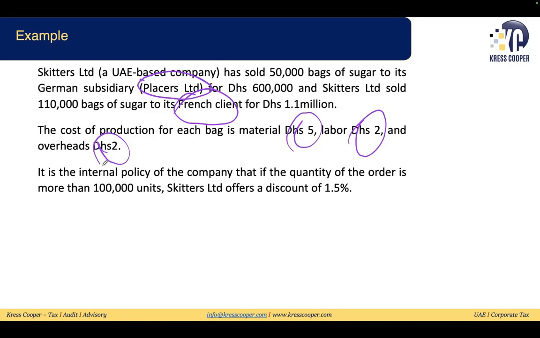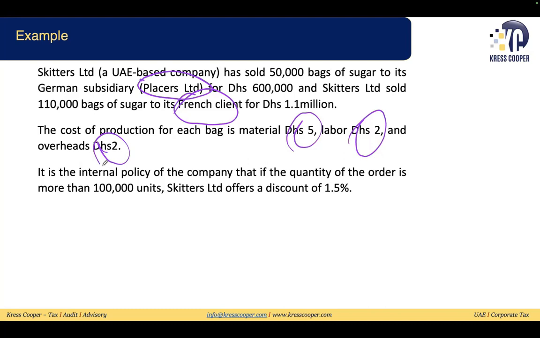So we are applying the transactional net margin method. We have already discussed, first of all, we need to identify net profit, then we need to identify NPI. NPI of the controlled transaction, NPI of the uncontrolled transaction, comparison. If any adjustment is required, then we need to make the adjustment.